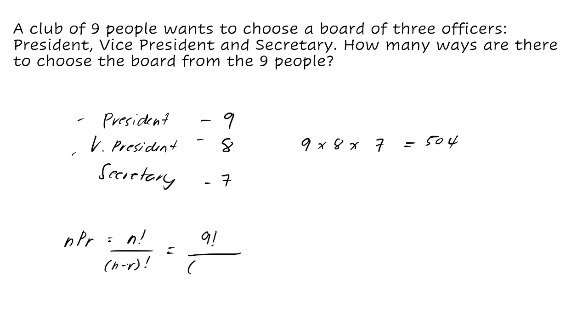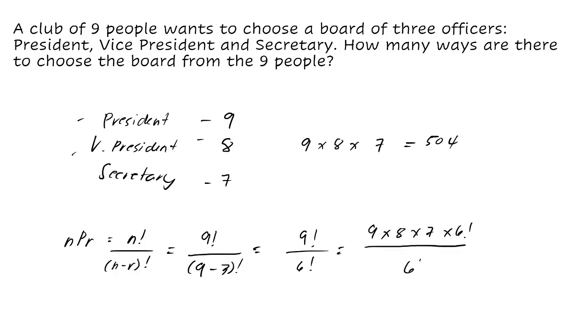Divided by, ilan yung n natin? So, we have 9. Ilan yung pwesto na pagpupunuin nung mga kailangan punuin? So, we have 3. Kasi president, vice president, and secretary. So, we have 9 factorial divided by 9 minus 3 is equal to 6 factorial. So, sa 6 factorial tayo mag-i-stop. So, we have 9 times 8 times 7 times 6 factorial divided by 6 factorial.